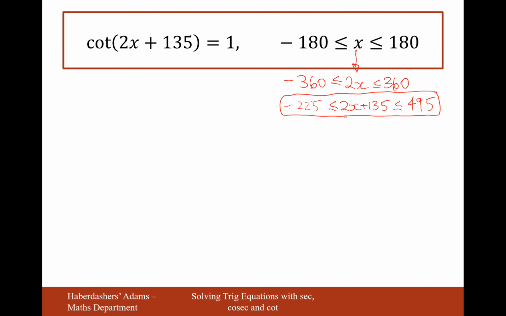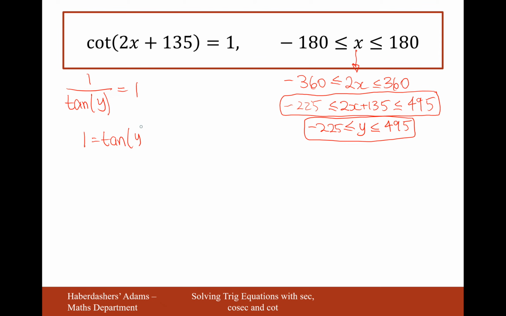I don't really fancy writing out 2x plus 135 every time. I'm going to write the letter y this time. So it's going to be from minus 225 up to 495 are my answers for the angle, which I've replaced with a y letter. So the first thing I'll do then is I'll write this as 1 over tan y equals 1, then times the tan y onto the other side. So I get 1 equals tan y.